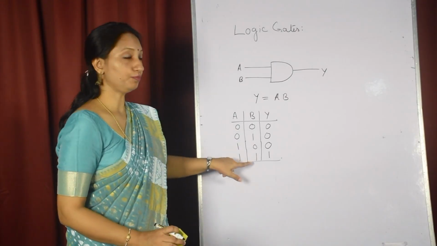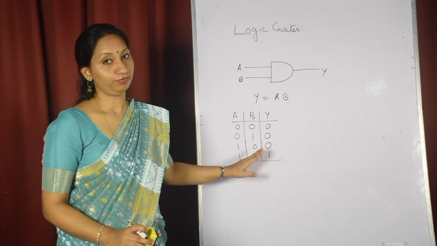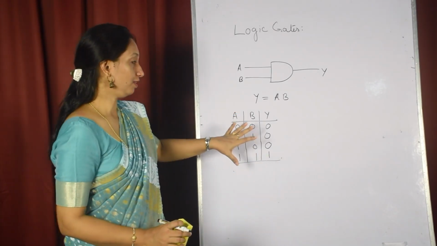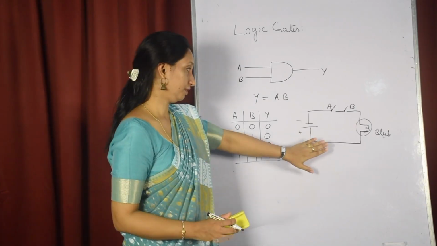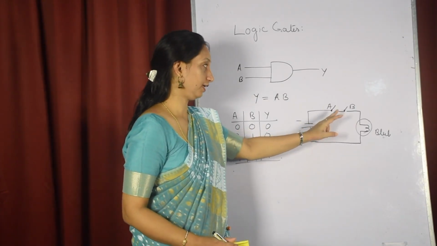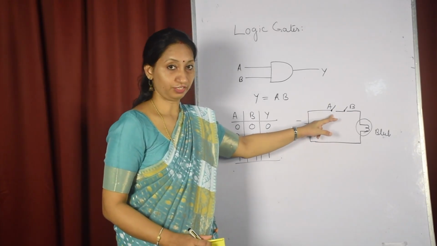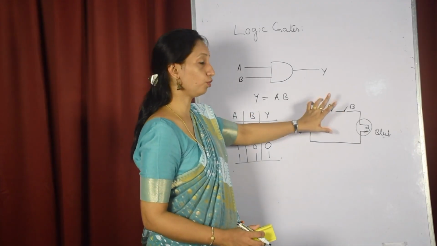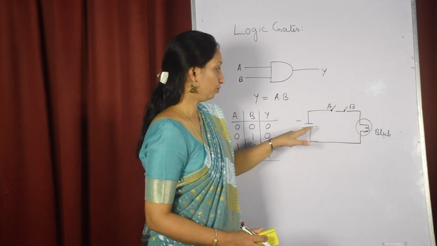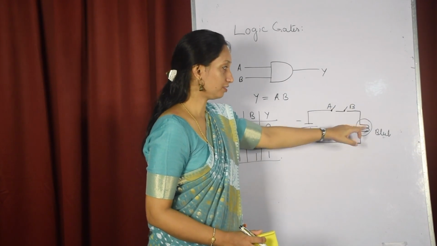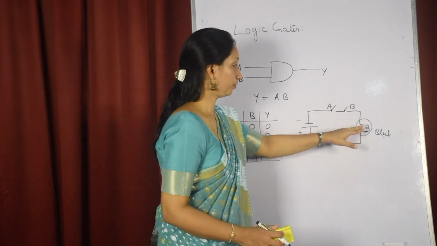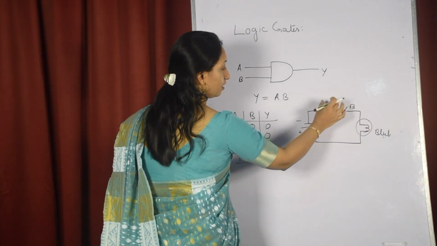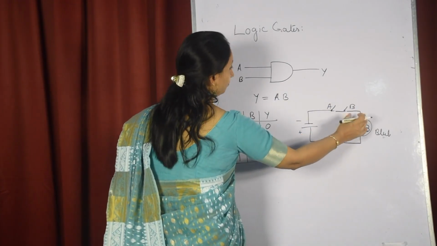And when both the inputs are high, that is 1, then we will get the output as high, or 1. And this truth table, if we represent it in a circuit, in this circuit we connected 2 switches A and B in series combination. So when any of the inputs is 0, that means if any of the switches is open, either A or B, then no current will flow through this bulb and it will not glow. And if both the switches are closed, then the current will flow through the switches and the bulb will glow.